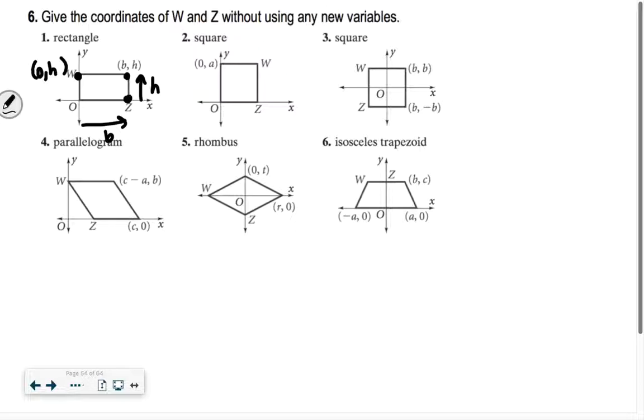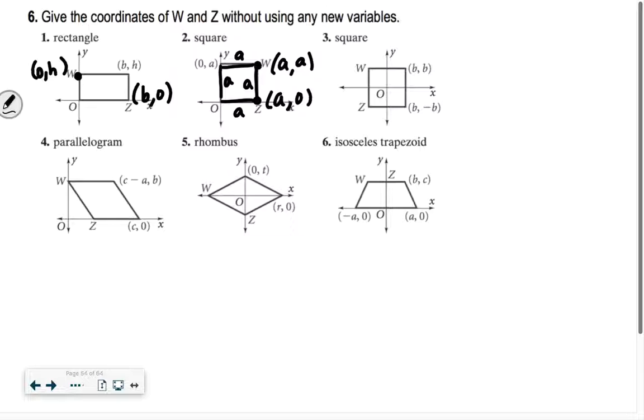Can you get it? Okay, so this other one, if I have Z, that means I go over the same amount that I did here, right? So it's going to be B comma 0 because I don't go up any. It's on the x-axis. All right, so this one is saying 0 comma A. That means this distance is A. And it's a square, so aren't they all going to be A then? Yes. So what should the point Z be? So I go to the right A, up 0, so it's A comma 0, right? What about W? A comma A.